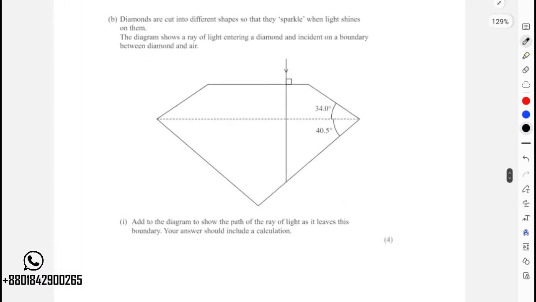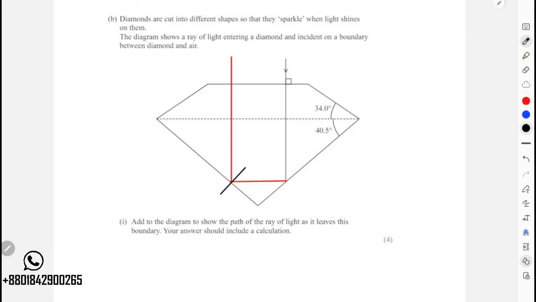Then again, you have these kinds of angles. Add to the diagram to show the path of the ray of light as it leaves its boundary. Your answer should include a calculation. Okay, now over here, this is how it will travel. This is going to be a total internal reflection over here. Okay, if this is a total internal reflection, and then after that, again from this part, it will again be total internal reflected, and again from this part we're going to have to draw the normal.